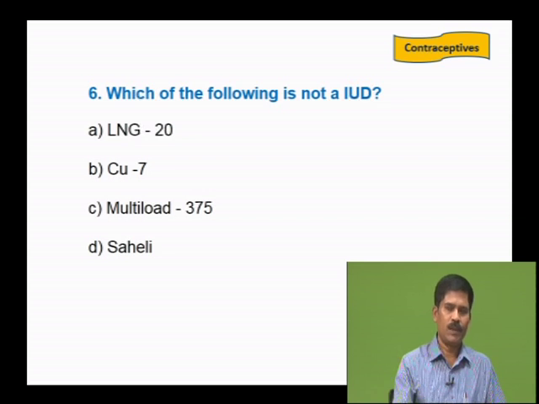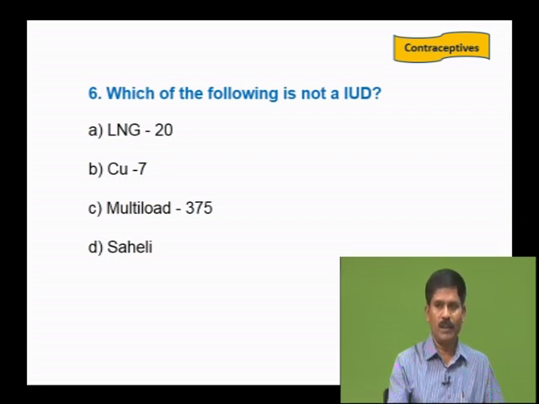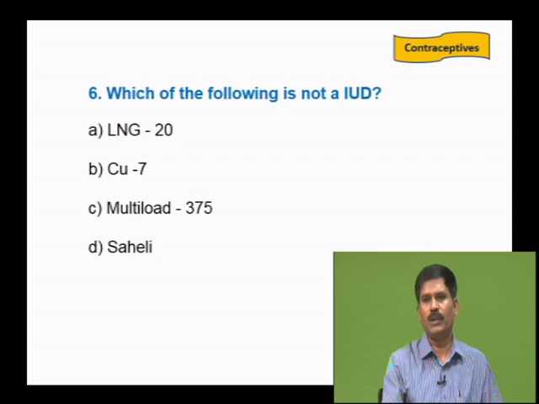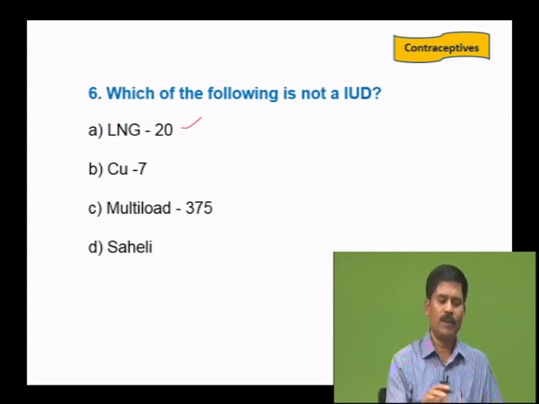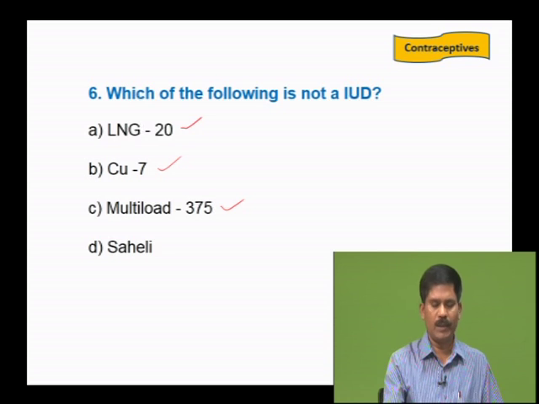Look at the next question. Which of the following is not an IUD, intrauterine device? LNG20, it's a hormonal IUD. Then Copper 7, it's a copper releasing IUD. Even Multiload 375 is also a copper releasing IUD, but Saheli is a new oral contraceptive pill developed by CDRI Lucknow. So which of the following is not an IUD? D is the right option.